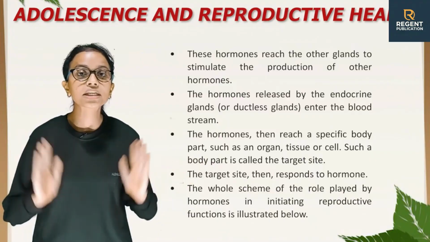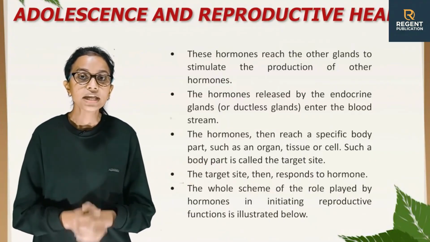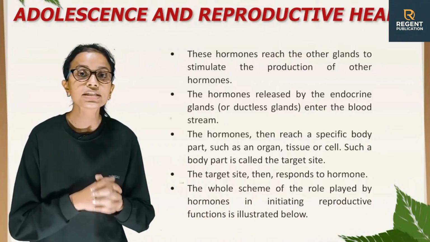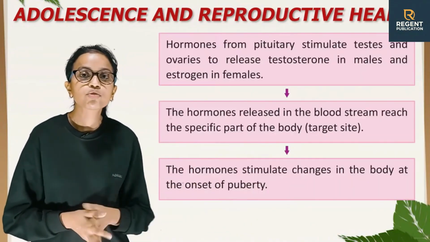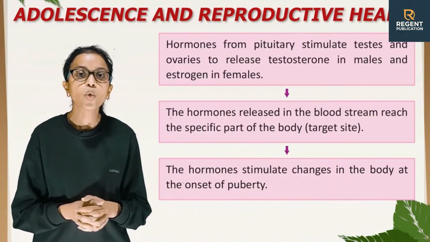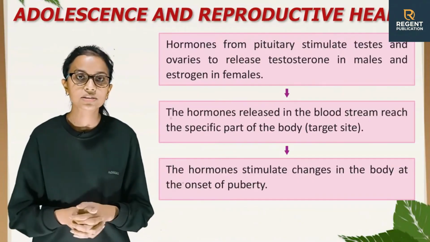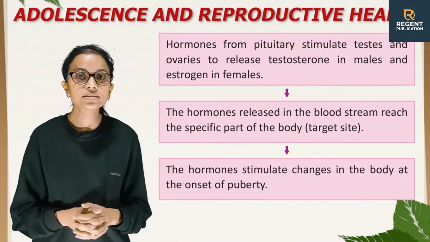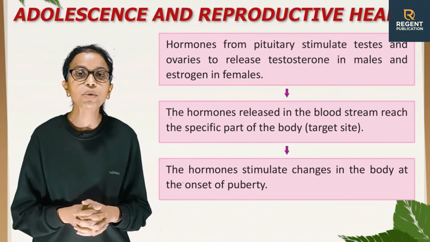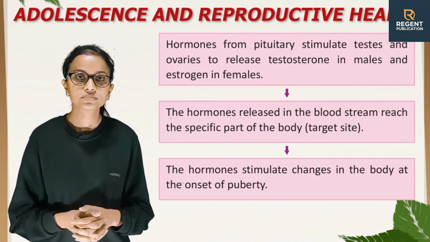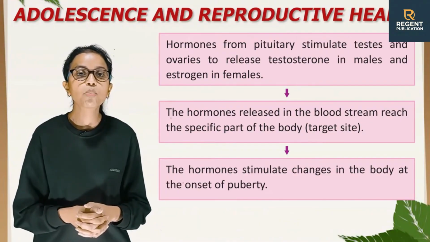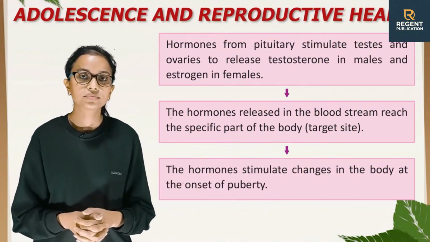The whole scheme of the role played by hormones in initiating reproductive function is illustrated below. Hormones from the pituitary stimulate testes and ovaries to release testosterone in males and estrogen in females. The hormones released in the bloodstream reach the specific part of the body, the target site. The hormones stimulate changes in the body at the onset of puberty.